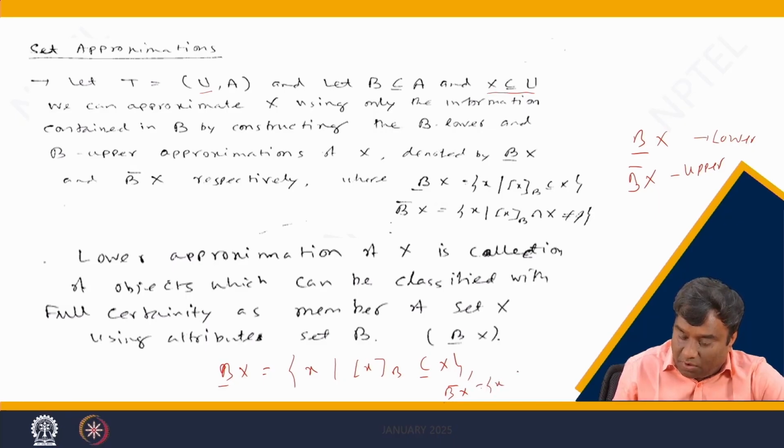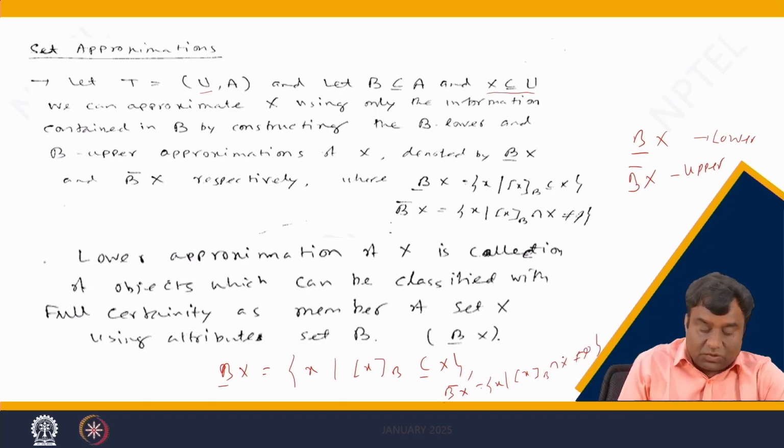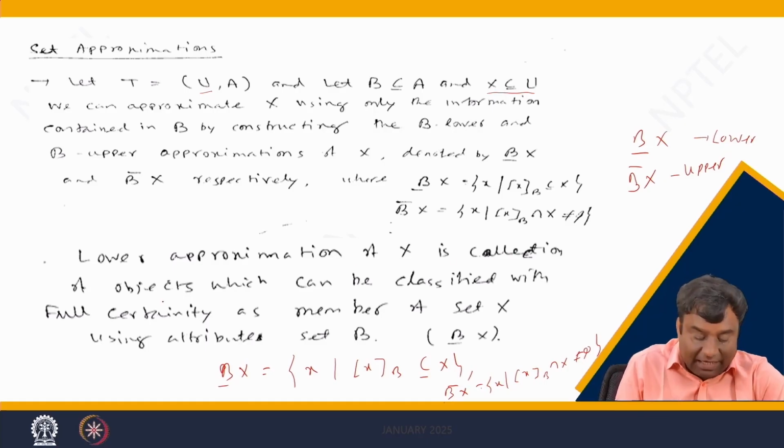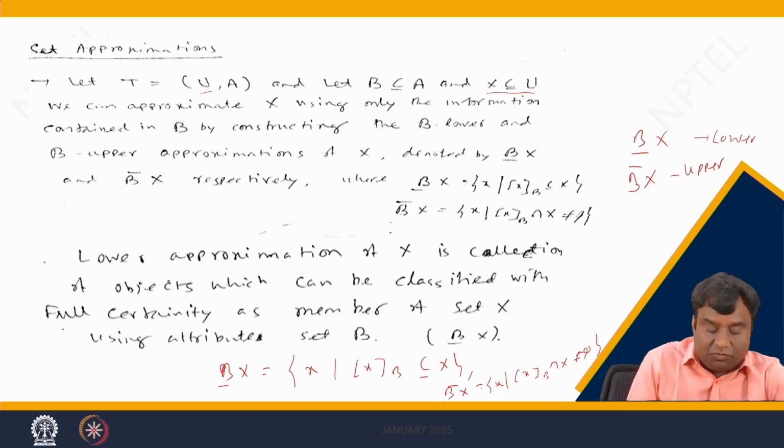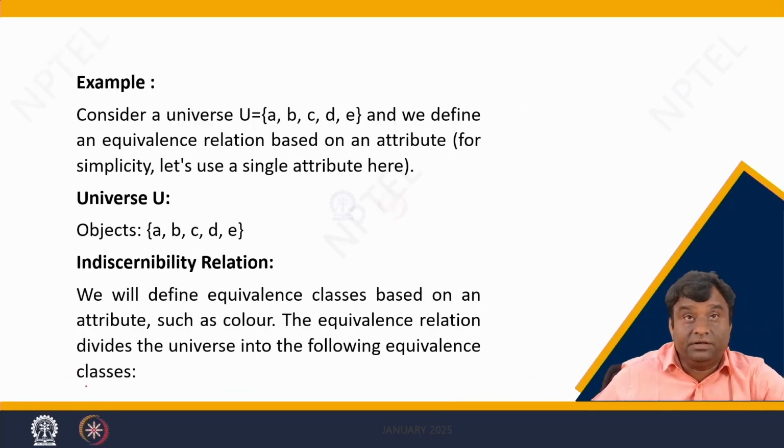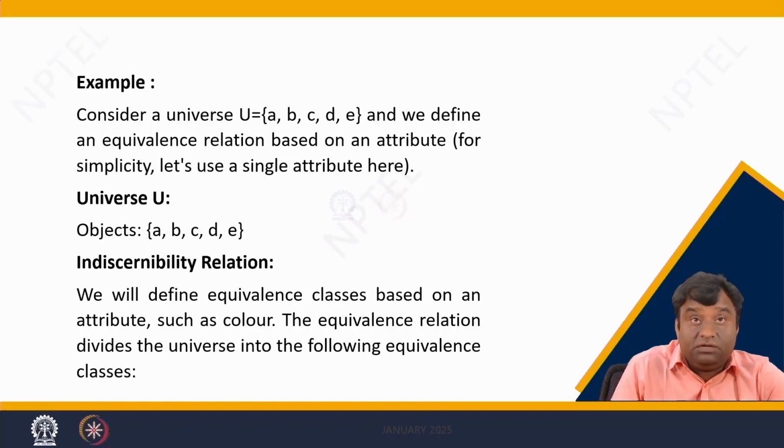This is the set of all objects whose equivalence class and the target set intersection is not equal to the null set. So the lower approximation of X is a collection of objects which can be classified with full certainty as a member of set X using attribute set B. So that is B lower X, the lower approximation. Similarly, for the upper approximation, full certainty is not there. This is the possible certainty. So let's check all these things with an example.